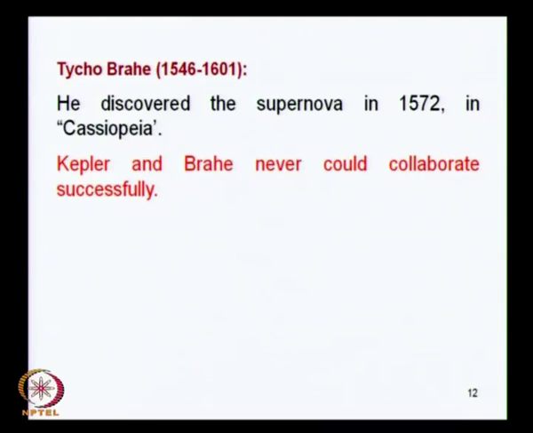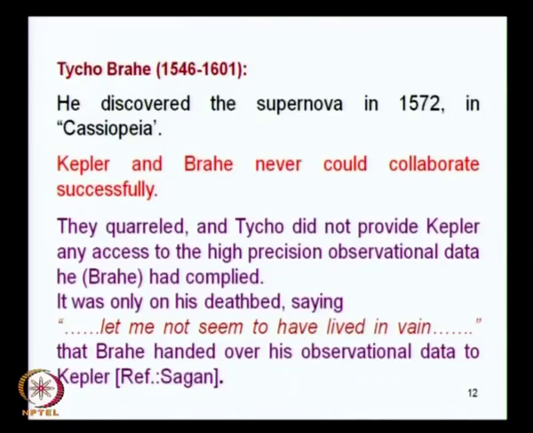He discovered the supernova in 1572 in the constellation Cassiopeia, and Kepler of course needed access to Brahe's observations, because it was by doing clever curve fitting to Tycho Brahe's data that Kepler finally got the ellipse. But it was not easy, because Brahe would refuse to share his data with Kepler. He was very possessive of his data, and did not want to share it with anybody.